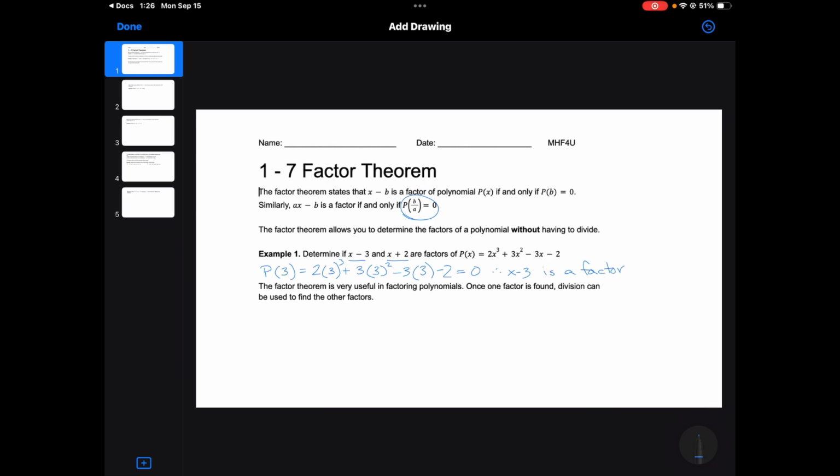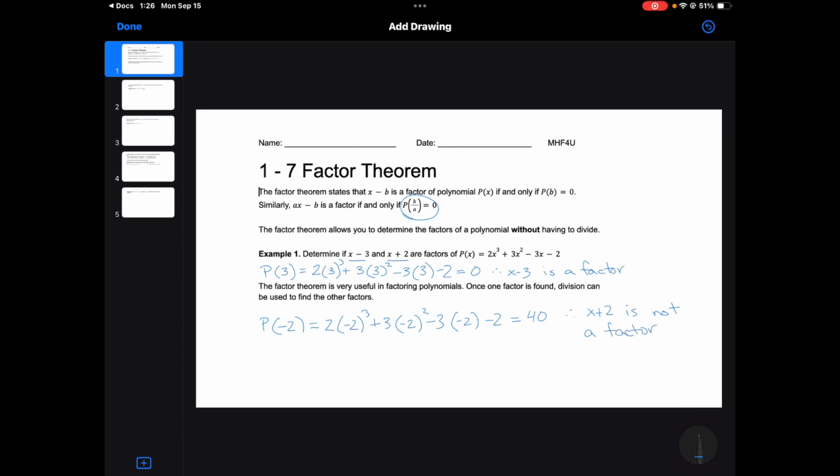And then I'm going to repeat the same thing down here for my other binomial. So I'm going to evaluate p at minus 2. I'm going to substitute in minus 2 anywhere I see an x. And when I evaluate that, I'm going to get 40, which means that x plus 2 is not a factor because the remainder is not equal to 0.